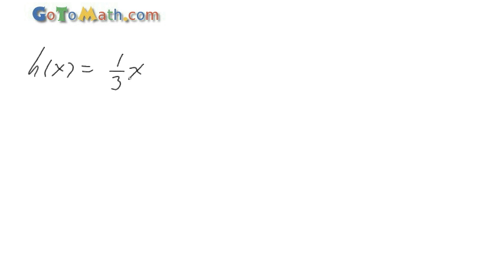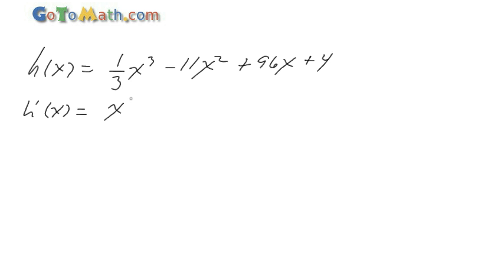h of x equals 1/3 x cubed minus 11x squared plus 96x plus 4. Alright, so the first thing we're going to do is find the derivative. Bring the 3 over, so we end up with x squared minus 22x, right? 2 times 11 is 22, plus 96. We got to set this thing equal to 0.